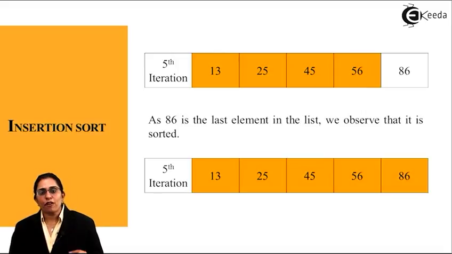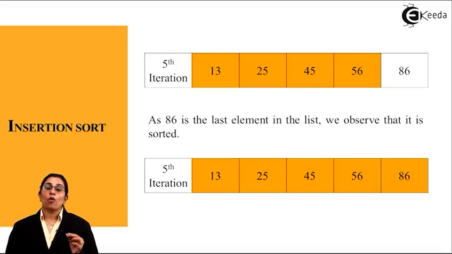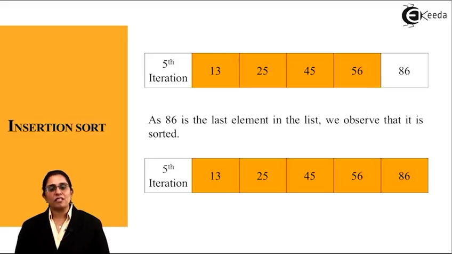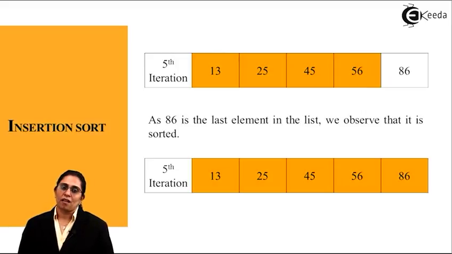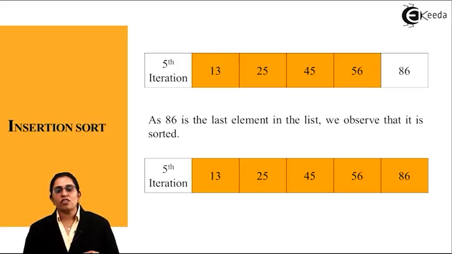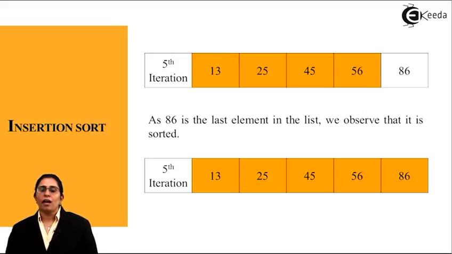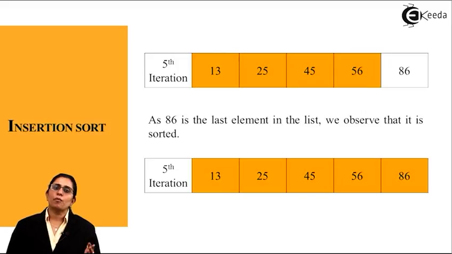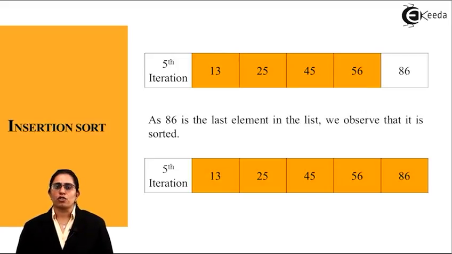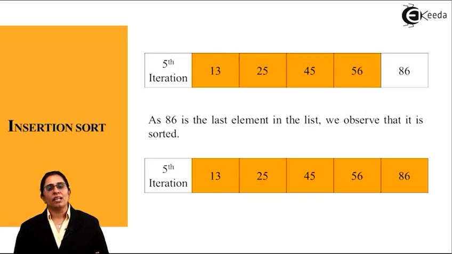So in the fifth iteration, my array is already sorted and the list looks like 13, 25, 45, 56 and 86. This is how the insertion sort is diagrammatically represented to understand how the elements are sorted and how the elements are moved from their initial position to their final position in the complete list.